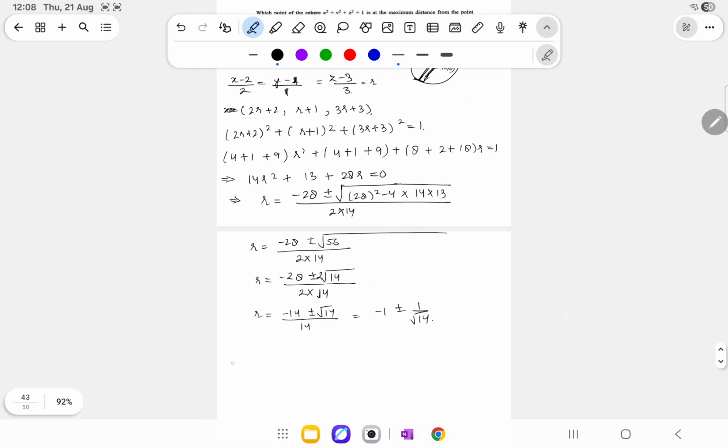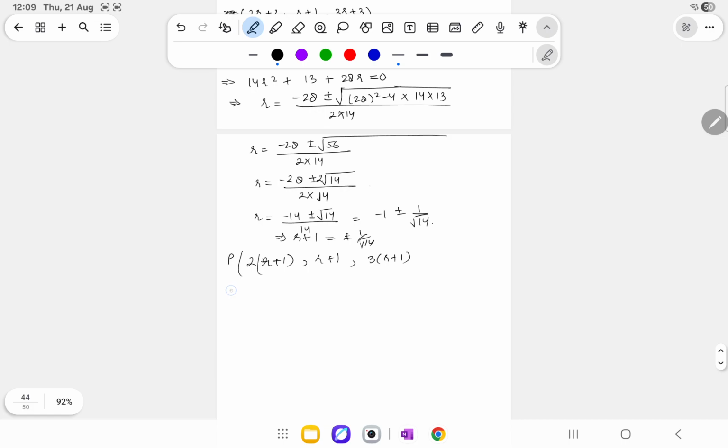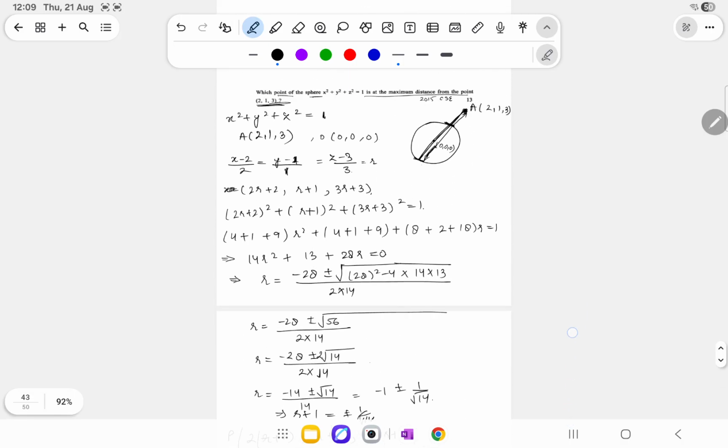My 2 points on the sphere, let's name them P and P dash, will be 2 into r plus 1 comma r plus 1 comma 3 into r plus 1. From here I get r plus 1 as plus minus 1 by under root 14. So my 2 points are P, 2 by root 14 comma 1 by root 14 comma 3 by under root 14, and P dash will be minus 2 by under root 14, minus 1 by under root 14, minus 3 by under root 14. These are the 2 points where the line from A and the center intersects the sphere.